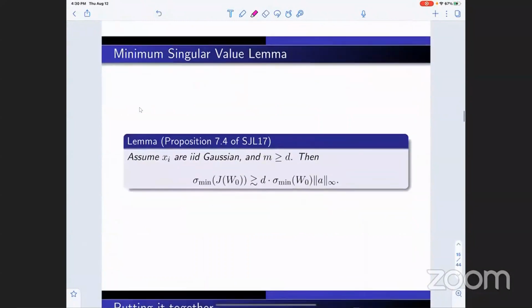And now the deeper result that allows you to do this with minimal overparameterization is this. Okay, so now you need to lower bound the minimum singular value of the Jacobian. And this needs randomness of the data. So we assume that the data is IID Gaussian and the number of neurons is bigger than the dimension. This is usually true in practice, especially when you're talking about overparameterization. So the Jacobian minimum singular value is bounded below by d times the sigma min of the initial W0 times the A infinity norm.